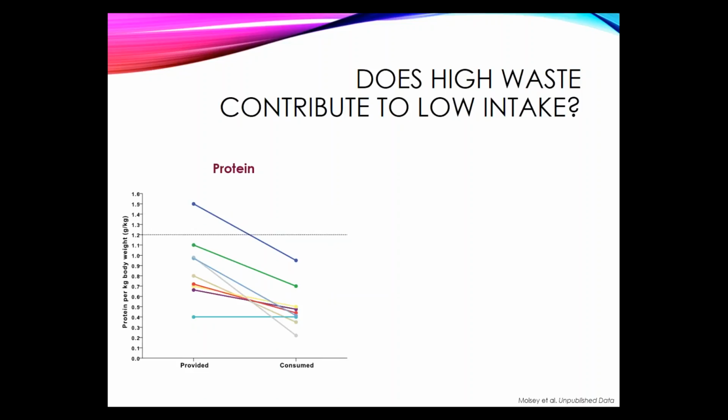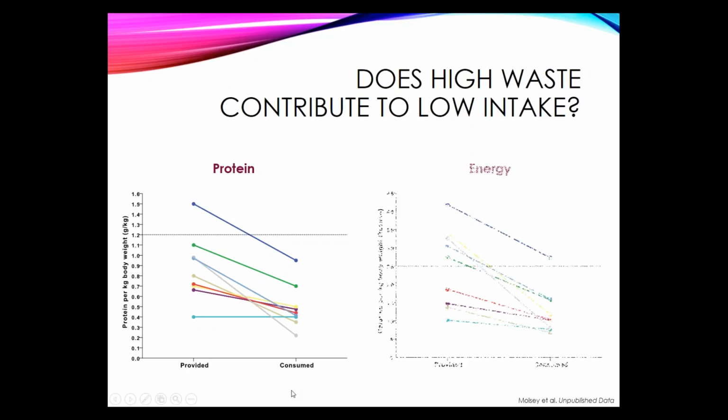So here I have a graph for protein intake, and you can see this is how much was provided in relationship to each individual patient's body weight. This is data from each of the 9 patients, and then what is consumed. And I'll throw the energy data up there as well. The dotted lines here represent what I would technically consider a minimum threshold requirement. So 1.2 grams per kg protein, 25 calories per kg. And again, these are really minimum thresholds.